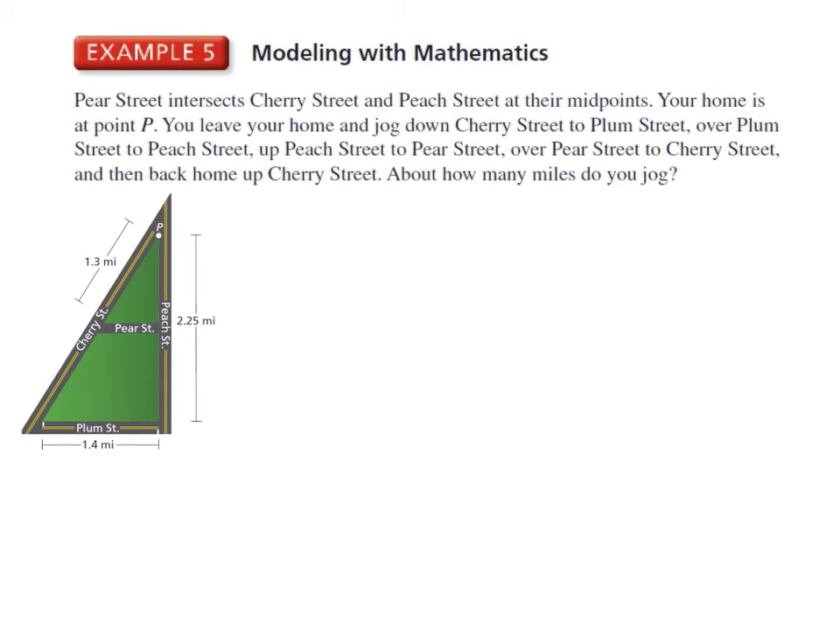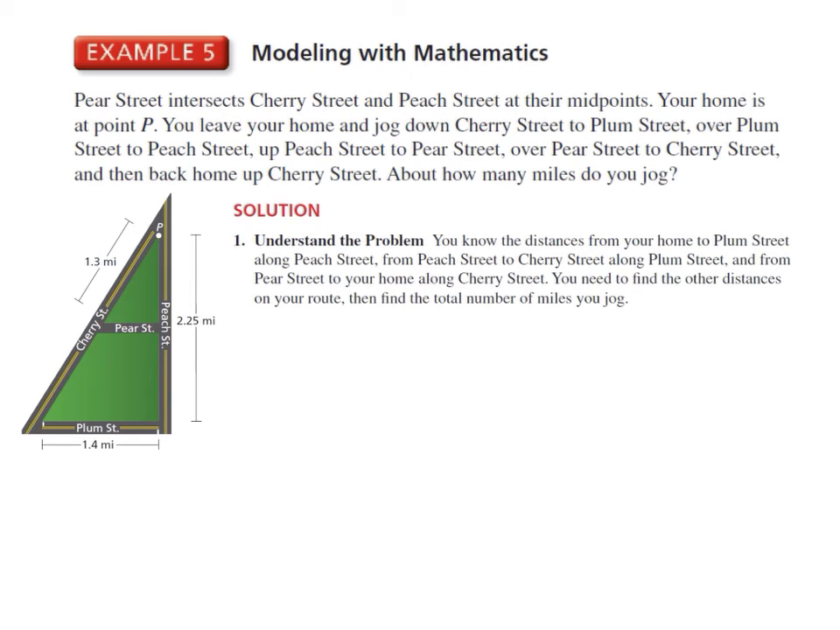All right, let's take a look at our final example. Pear Street intersects Cherry Street and Peach Street at their midpoints. Your home is at point P. You leave your home and jog down Cherry Street to Plum Street, over Plum Street to Peach Street, up Peach Street to Pear Street, over Pear Street to Cherry Street, and then back home up Cherry Street. About how many miles do you jog?